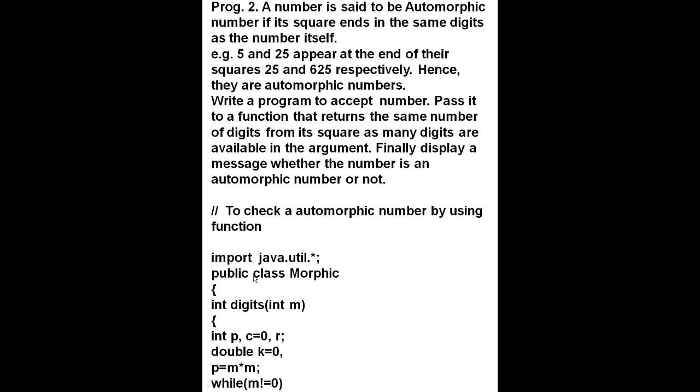Import java.util, public class morphic. We are taking the name morphic. Curly bracket, int, the function name is digit, so we will take int digit and the number is int m. Now curly bracket, int p for product, meaning the square of the number, c is equal to 0, and r, double k is also 0. Now first we will find the square or product. Square is equal to m multiply m, meaning the number which we have entered, we will multiply the number by itself, so that this is the product.